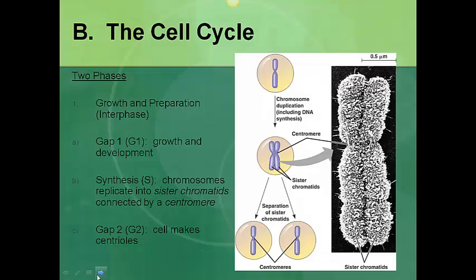All right, moving along then. That was phase 1 of the cell cycle, interphase. And remember, interphase has 3 parts: gap 1, synthesis, and gap 2.